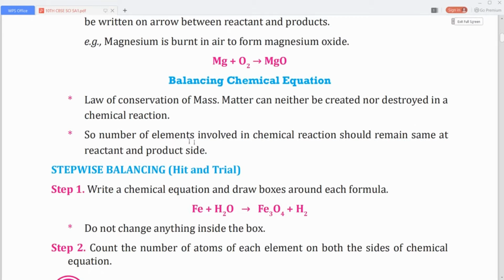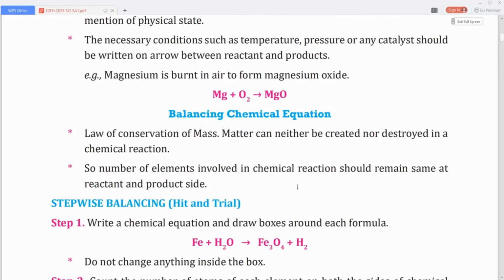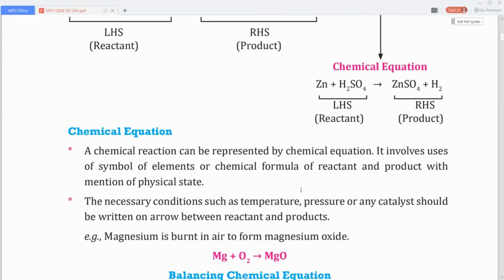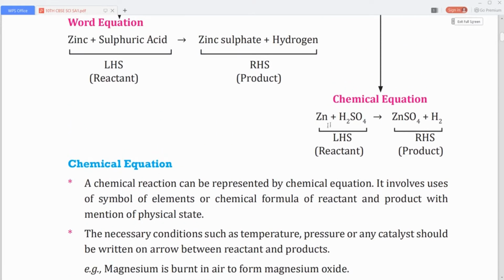So the number of atoms of each element involved in a chemical reaction should remain the same on the reactant and product side. If you see here, it is Zn. Left hand side Zn is there, right hand side Zn is there, and both are 1. H2, here hydrogen is twice, right hand side hydrogen is twice. Sulfur is also 1 here, sulfur is also 1 here. Oxygen is 4 here, oxygen is again 4 here.